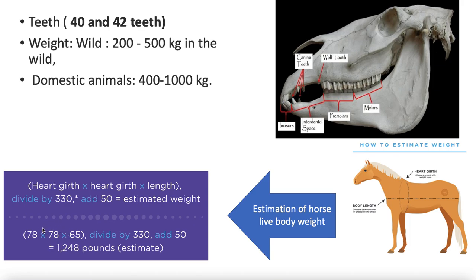For example, this can give you 1248 pounds. It is just an estimated weight, not the exact weight. Okay, keep in mind it's not the exact weight, it is an estimation. So when you compare it with the balance, you can find a little bit of difference, but anyhow it is used for the live weight measurement as an estimation.